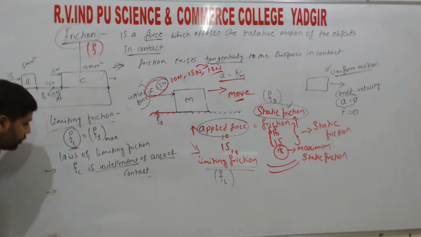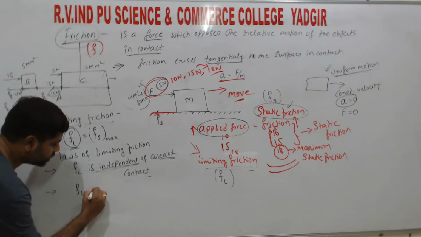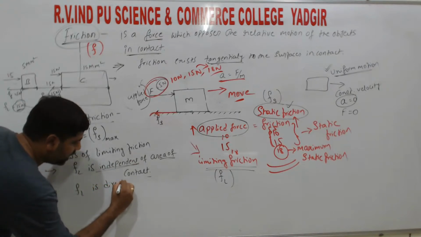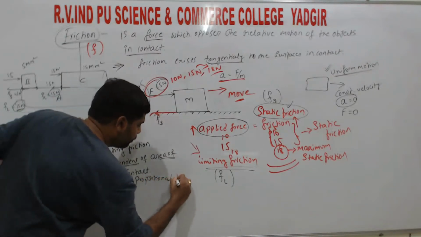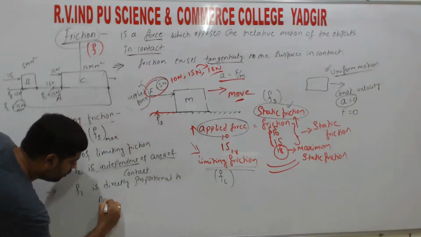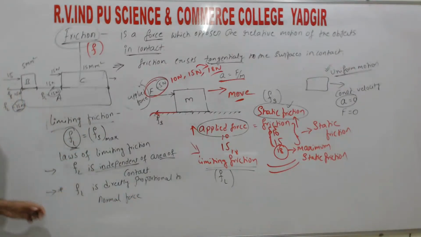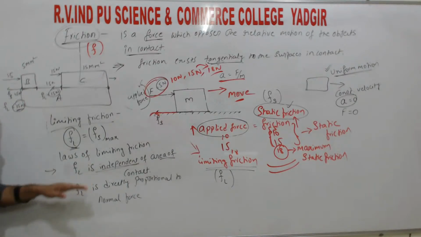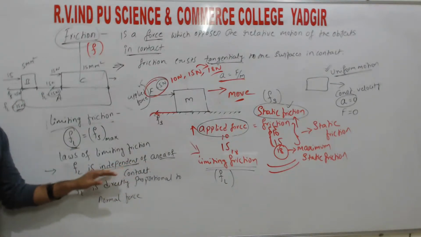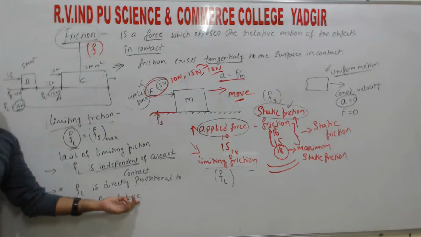So next, this second law is from experimental observation, right? Limiting friction is directly proportional to the normal force. This point is very important. While solving problems, this plays a key role, right? FL is independent of area of contact, so that is one factor. The second is that FL is directly proportional to the normal force, right?